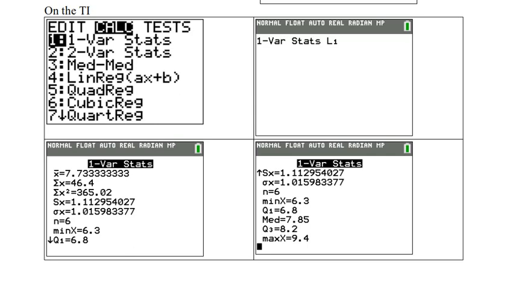There's our n equals 6. The minimum x value, 6.3. The first quartile is at 6.8. And then looking over at the second screen, we can see that the median, that is the second quartile, is 7.85. The third quartile is 8.2. And the maximum value that we entered was 9.4.